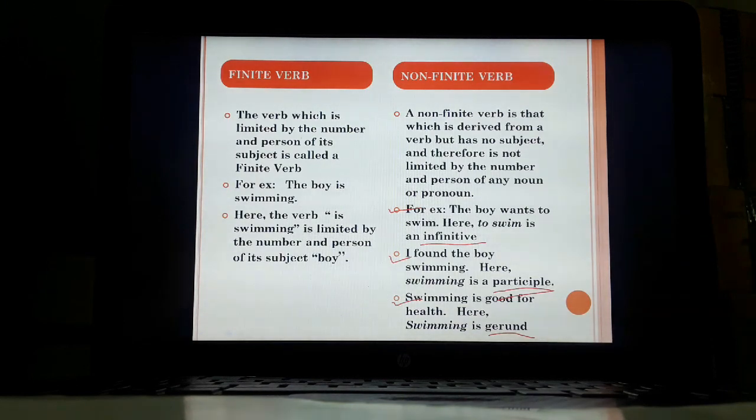In my following videos, I will be teaching you later on the meaning and uses of participle and gerund. But right now, let us focus on an infinitive. So as you can see, to swim. The boy wants to swim. So here to swim is an infinitive. Why infinitive? Because wherever an infinitive is there, the word to plus the first form of verb, that is V1, is sure to be there. So here to swim is an infinitive.